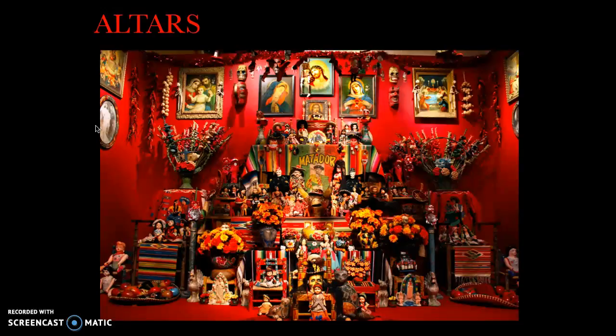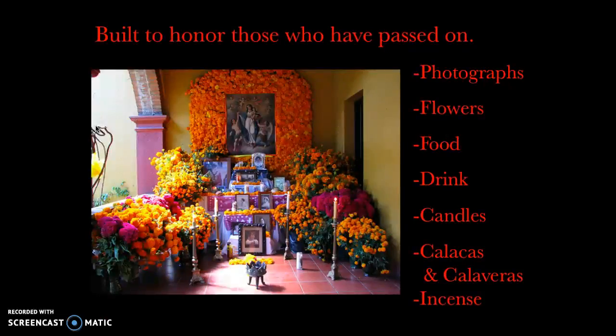Altars come in all sorts of shapes and sizes, and they are dedicated to the people who have passed on. And they have certain things in common. You can build them in your house, in places where you work, in public spaces; they're everywhere. And they usually have photographs, flowers, food, drink, candles, calacas and calaveras, which means skeletons and skulls, and incense. All of these things together, we call ofrendas, or offerings, all right? They're offerings to the people who've passed on.